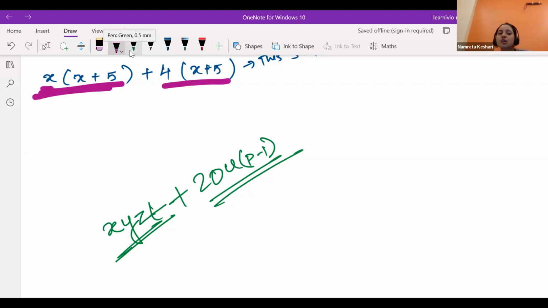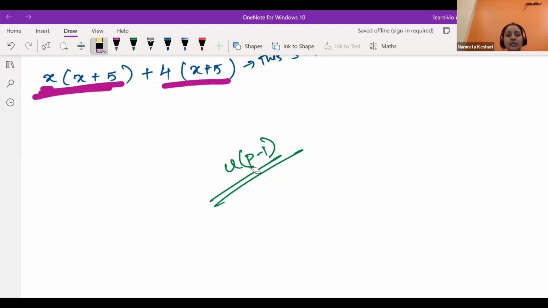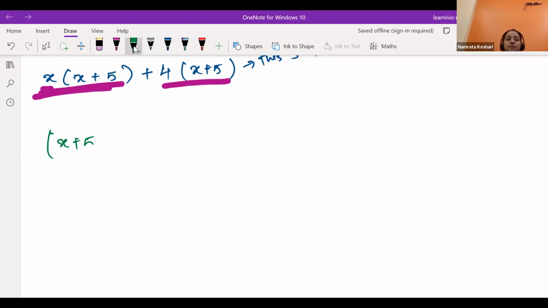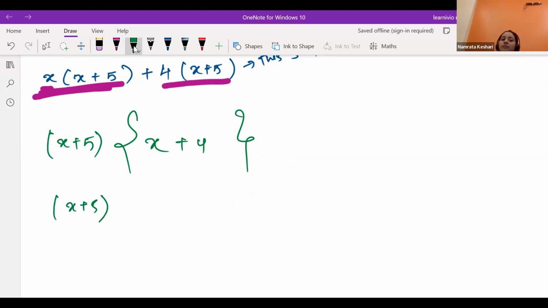Now in these two terms, what is the common factor? Ma'am, x plus 5. Plus 5. Okay. Yes, x plus 5. We will be taking it as a common factor. And what are we left with? x plus 4. And this is our factorized form. That is x plus 5 in one bracket and x plus 4 in another bracket. Getting it? Yes, ma'am, got it.